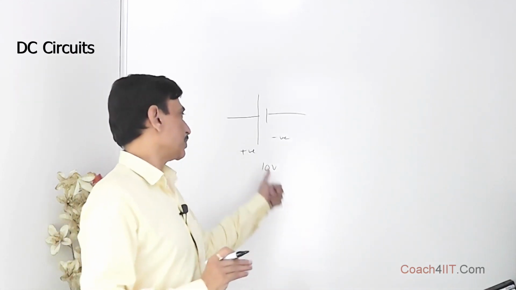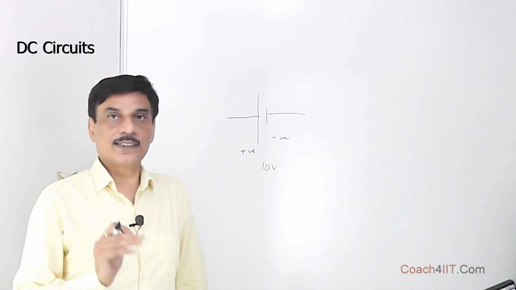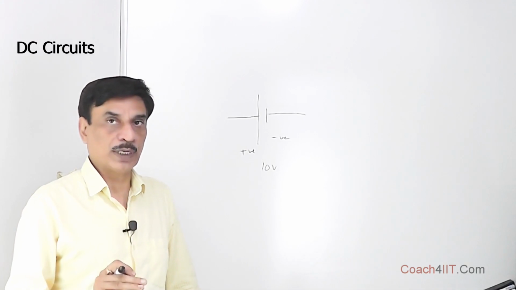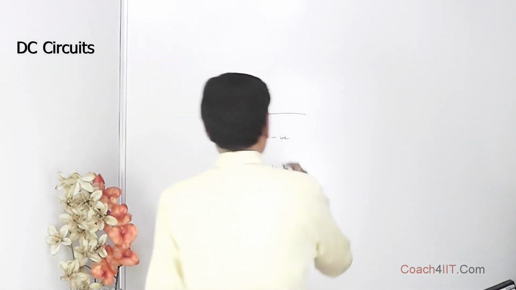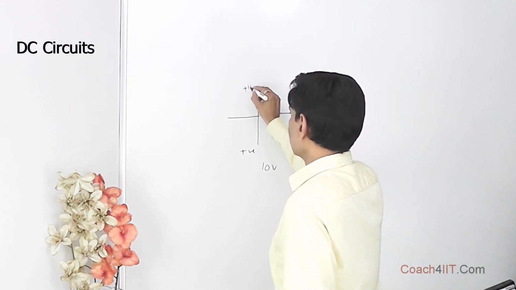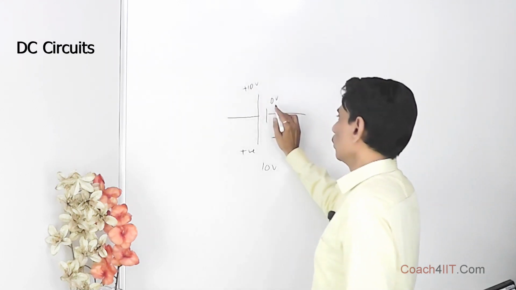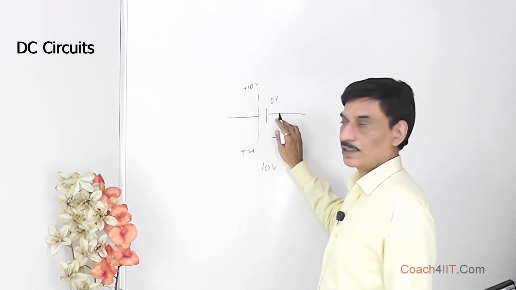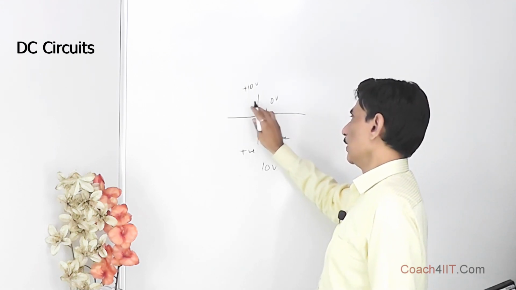So over here when we say that it is 10 volt, it is the potential difference between the two terminals. So it could be anything. This negative terminal could be at 0 volt and this could be at plus 10 volt. So that the difference between the two is 10 minus 0, that is 10 volt, this being at a higher potential as compared to this.